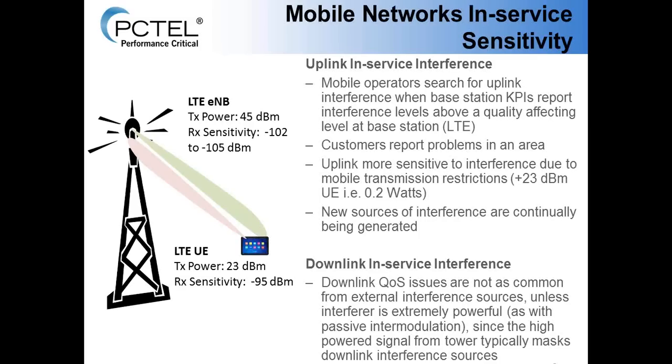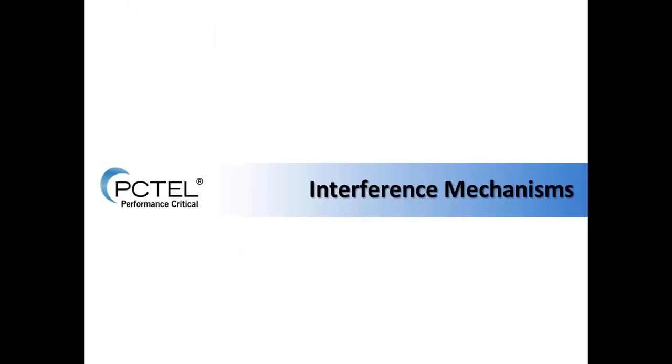Let's move on to the next slide and talk about actual interference mechanisms. What I've done here is divide these interference types into various sources. As you can see, we have modulated sources, unmodulated sources, interference caused by harmonics, passive intermodulation, as well as repeaters and bidirectional amplifiers, also known as BDAs. And lastly, intentional interferers.